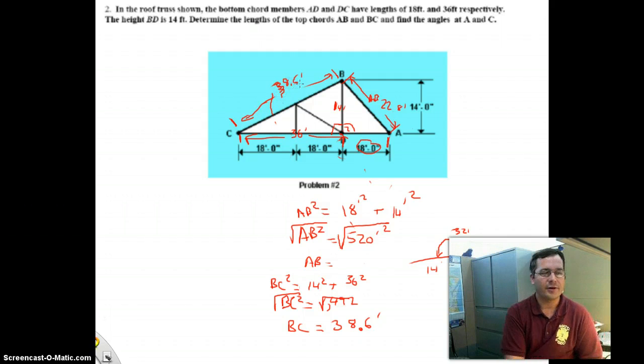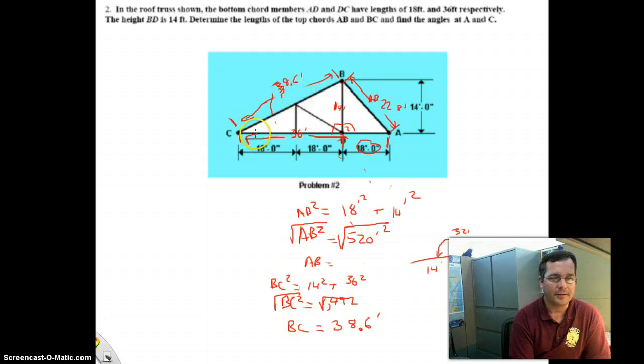Now I'm going to clean this drawing up a little bit, and then we'll prepare to tackle the last part, which is figuring out angles A and C.